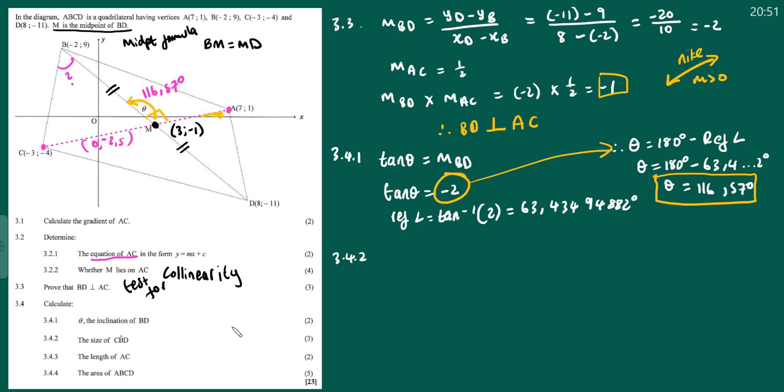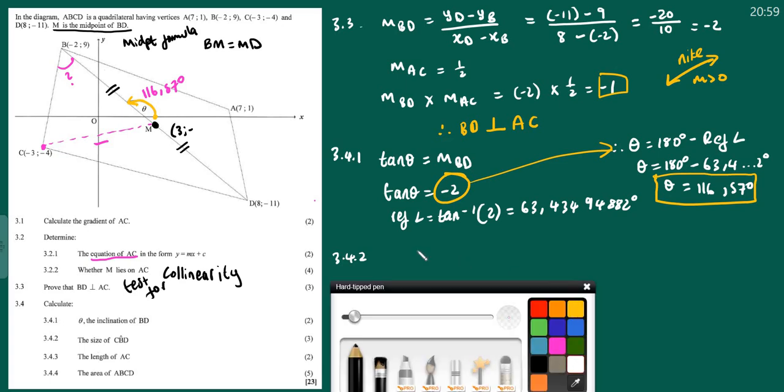Any idea? It's a good thing to say you can find, you're more than welcome to say I will find the length of MC, then get the length of BM, then get the length of BC, then use cosine rule to get this angle. It's very much okay.